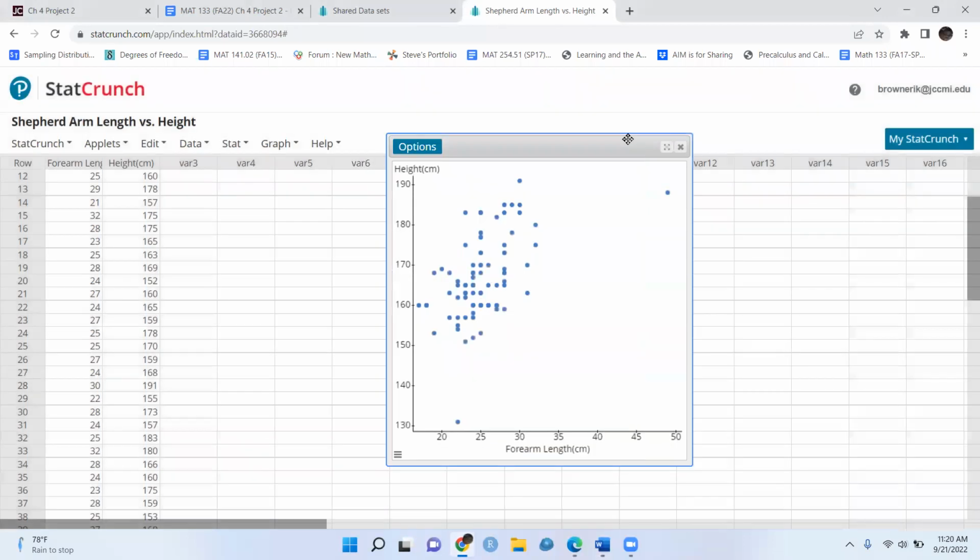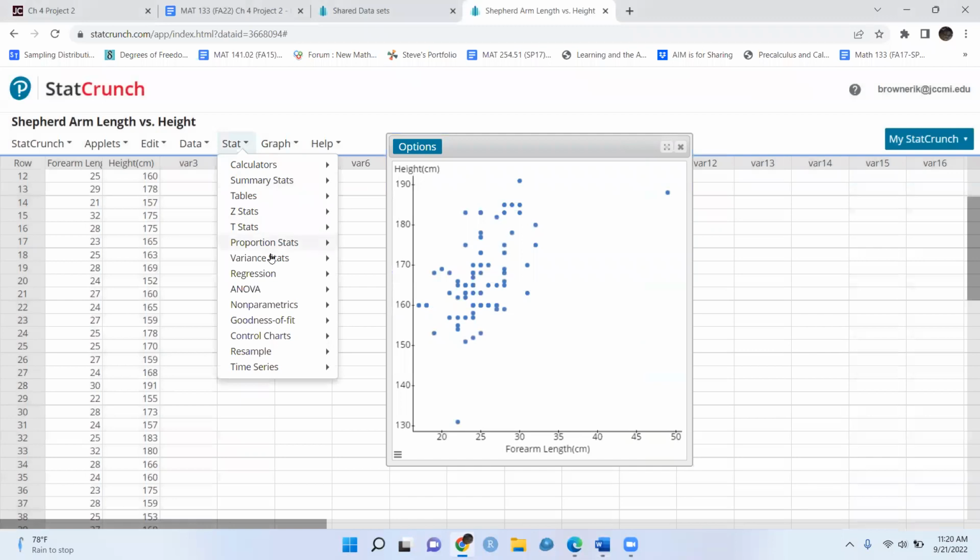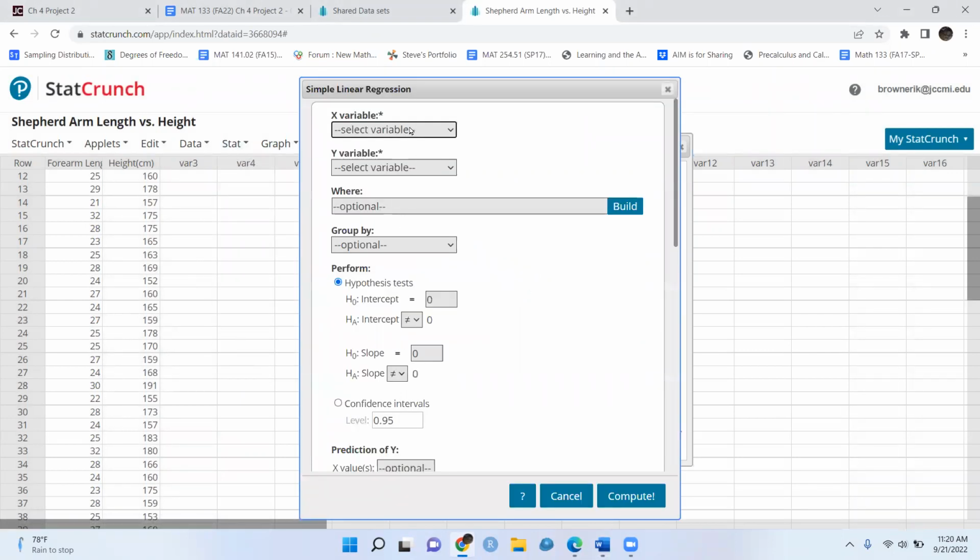To do the simple linear regression, you go to Stat, Regression, Simple Linear. And here you select your forearm and your height.